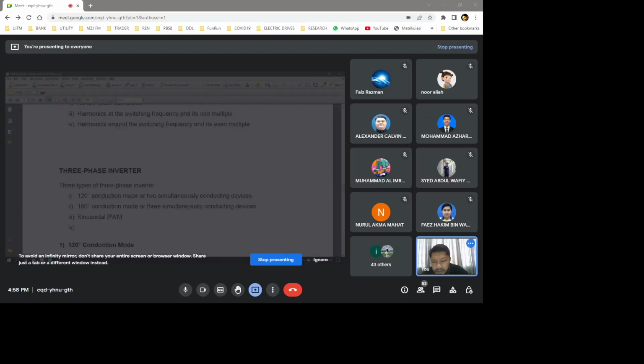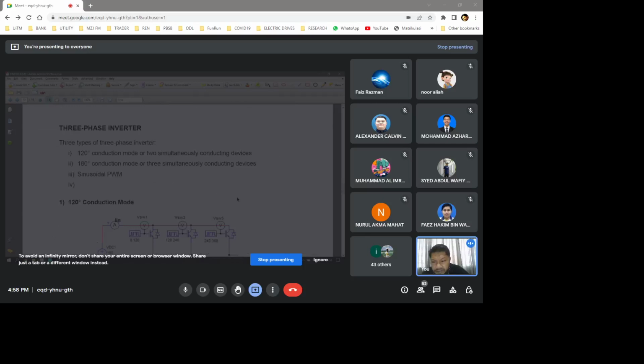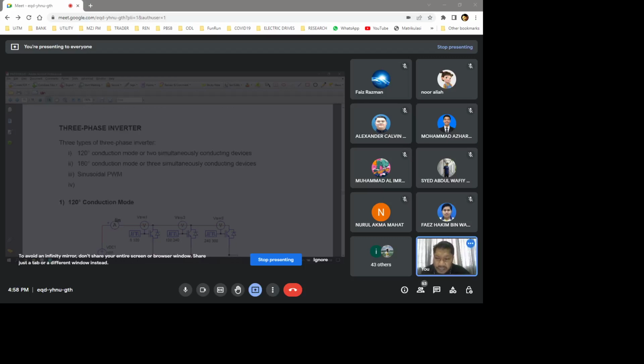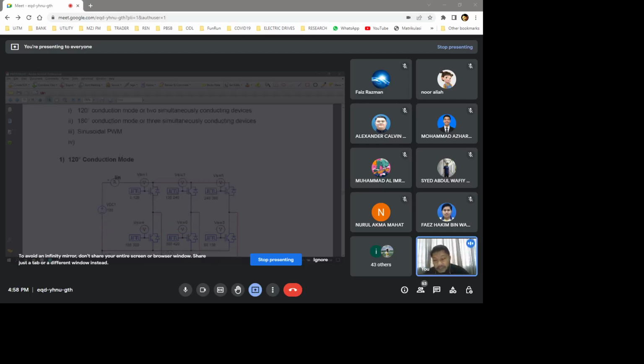So and then 3-phase also straightforward. Okay, so for 3-phase inverter there are 3 techniques, which is 120-degree conduction mode. So you're going to look at how we're going to control the signals so that we have a 120-degree conduction mode. Next, we have a 180-degree conduction mode, and finally the same sinusoidal PWM waveform.